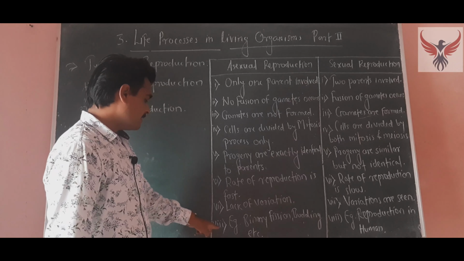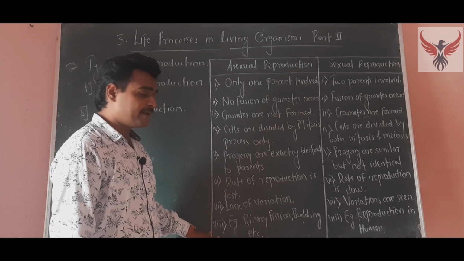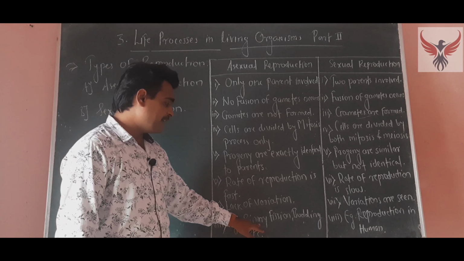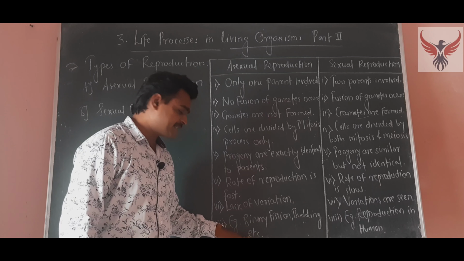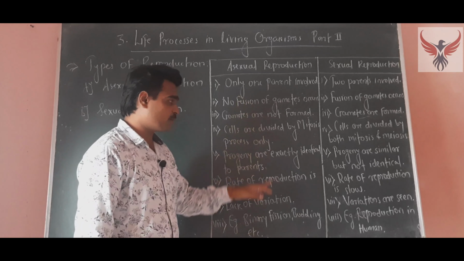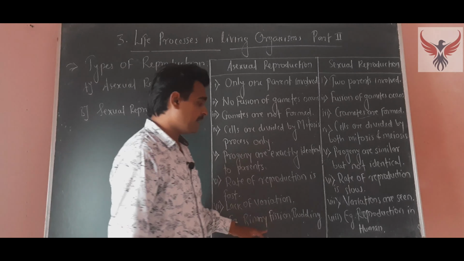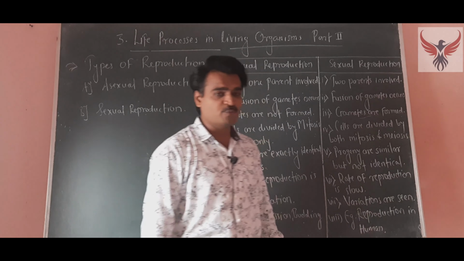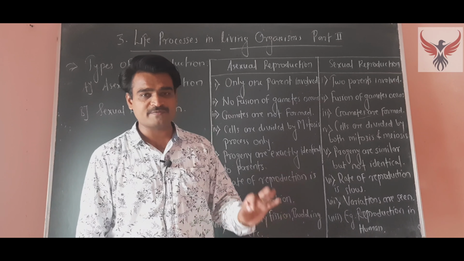After that, the examples of asexual reproduction: binary fission, budding, etc. These are the examples of asexual reproduction. And in case of sexual reproduction, the eighth difference, that is example, is reproduction in case of human. This is the example of sexual reproduction.